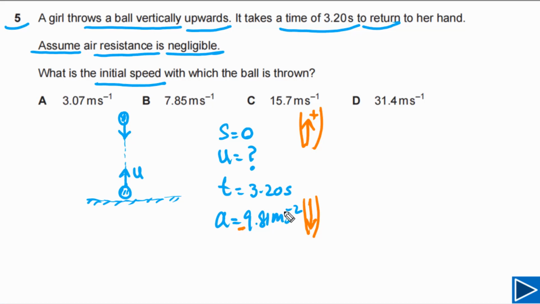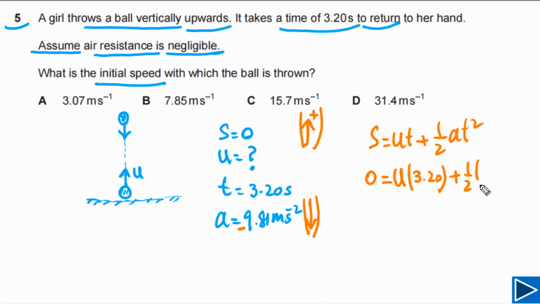Now we need to understand acceleration is also constant and uniform. So simply we can use s is equal to ut plus 1/2 at square. Displacement in this case is equal to 0 because initial and final positions are the same. We need to find out initial speed, but the total time of flight is given, that is 3.20 seconds. So we can write down plus 1/2, a in this case is negative 9.81, and time is 3.20 seconds squared.